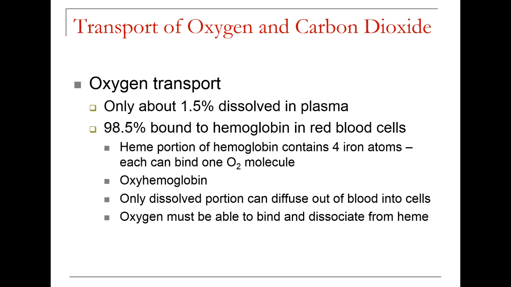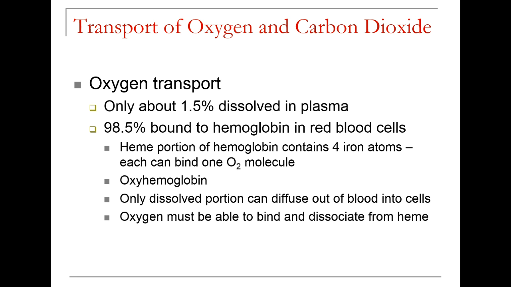Hemoglobin is a very common molecule. It's actually found in all the kingdoms of life. In vertebrates, hemoglobin is made out of 4 polypeptides, each of which has a heme portion with an iron. So 98.5% of the oxygen circulating in the human body transports in the hemoglobin in the red blood cells.